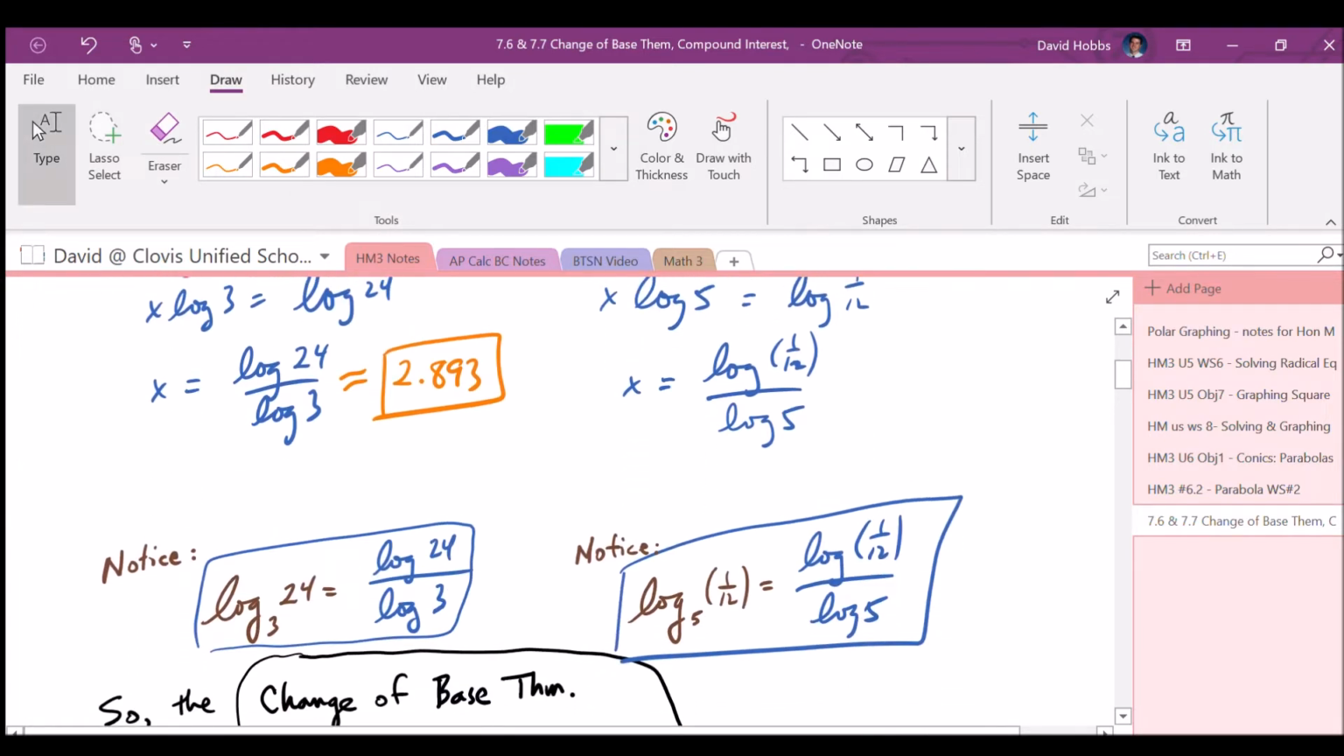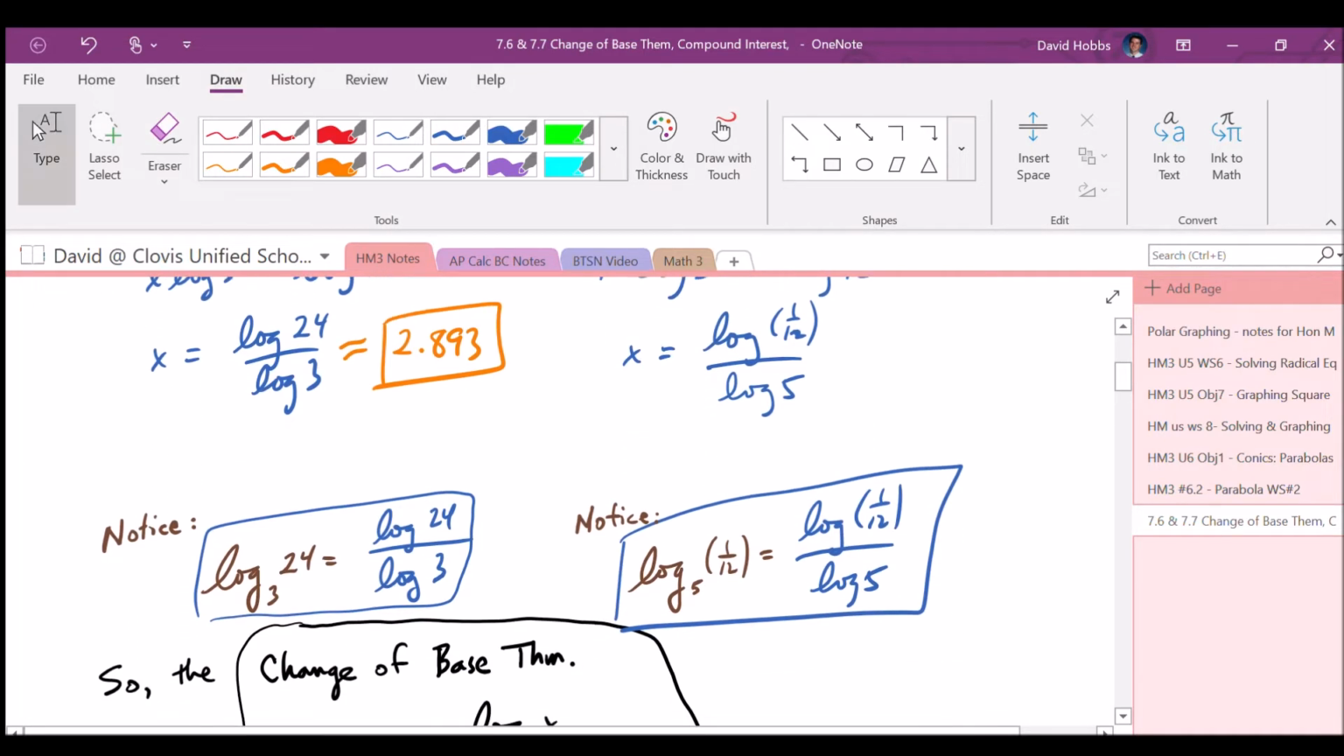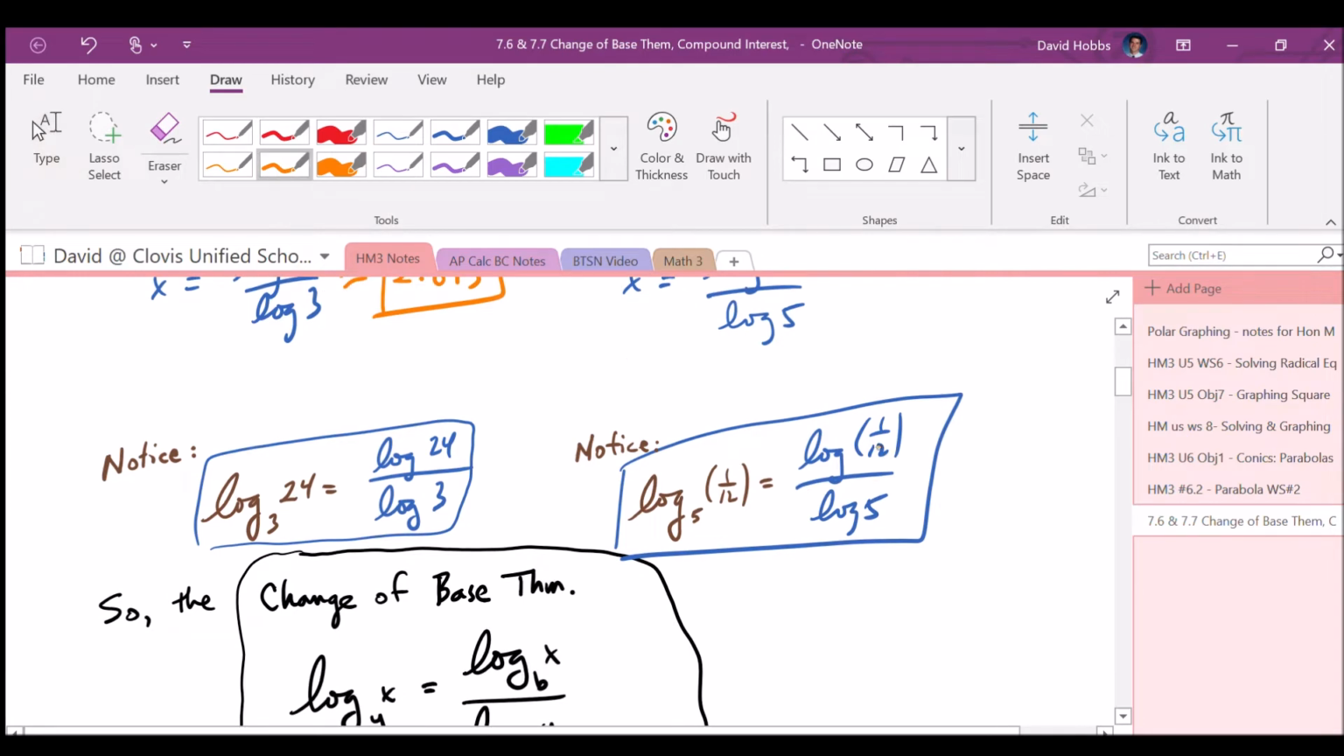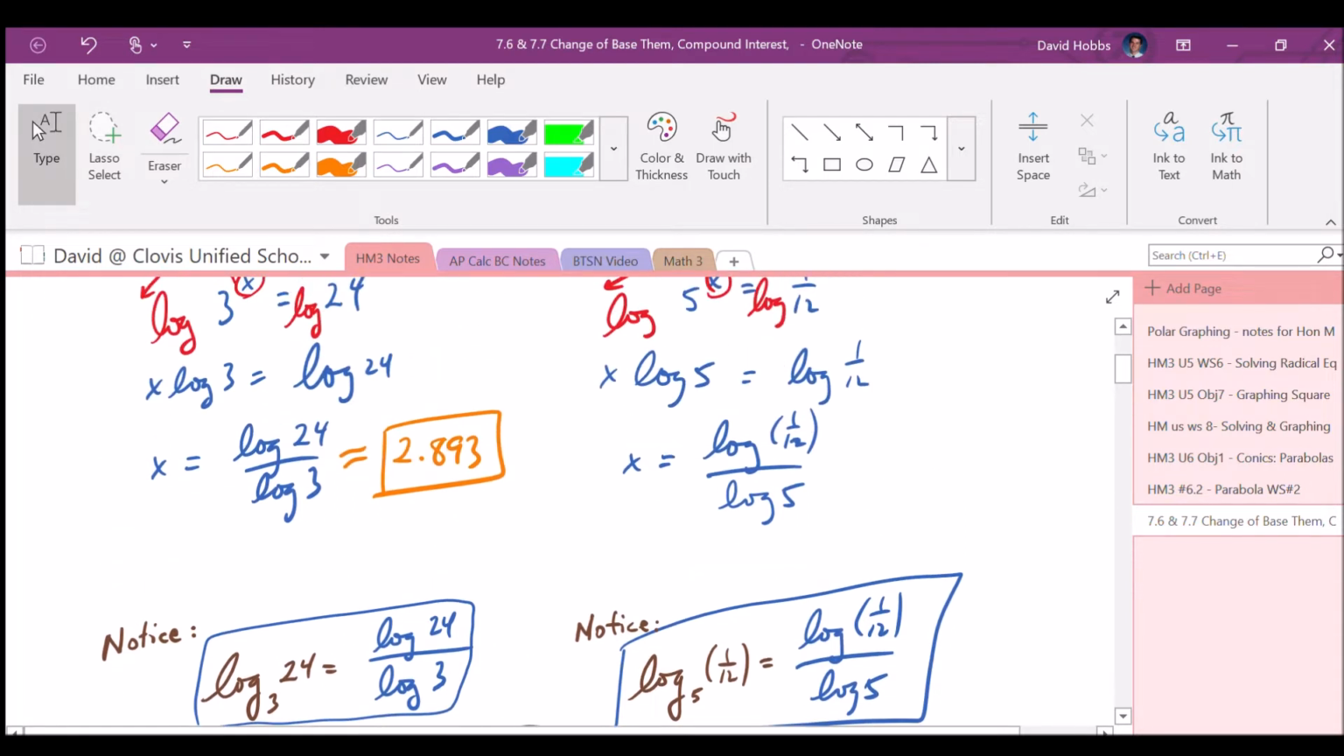Okay, so log 1/12 base 5, we enter it into a scientific calculator as log of 1/12 base 10 divided by log of 5 base 10. If we enter that into a scientific calculator, you need to be practicing this. You plug it in, make sure that you're able to do it. So negative 1.544 approximately.